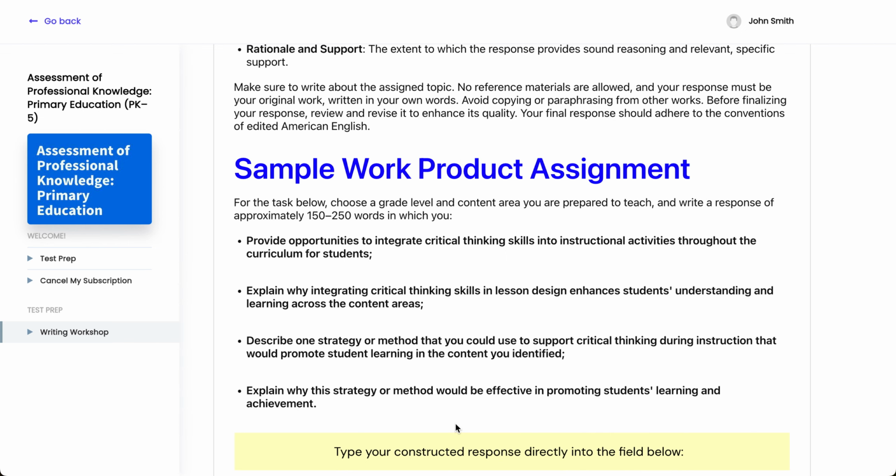Now, no one knows what prompt you're going to get on test day, but based off the official testing agency website, we know that the sample work product will be something like this. So this is a great exercise to prepare for your exam.